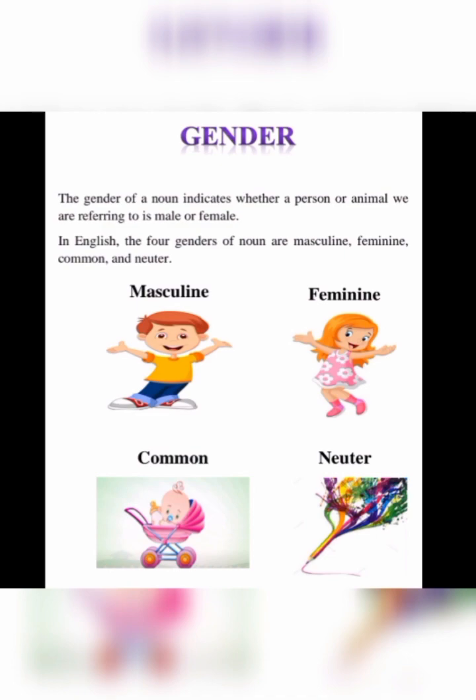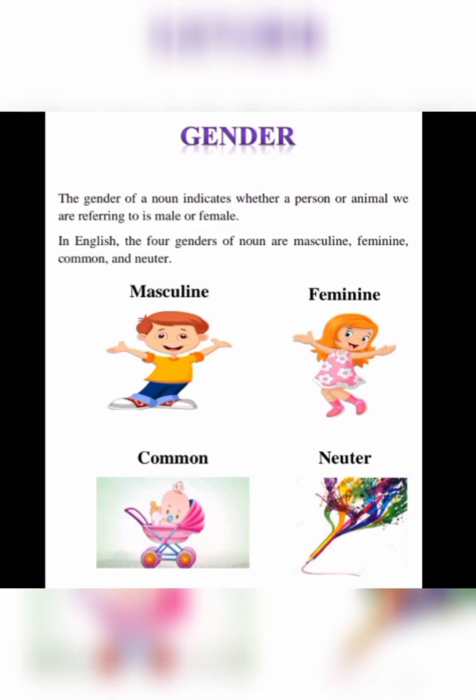A noun that is the name of a person or animal that may be either male or female is said to be of common gender. Example, parents: both mother or father can be. Sibling: brother or sister can be. Baby: boy or girl can be. Teacher: ma'am or sir.